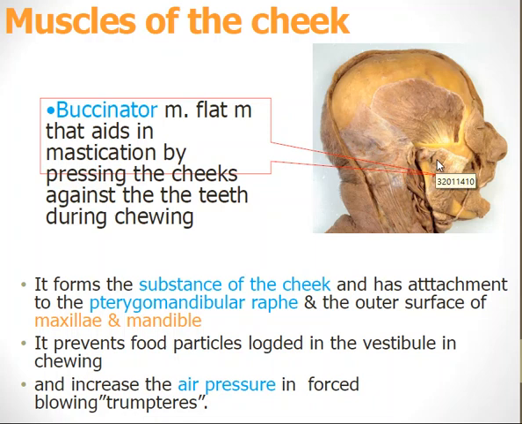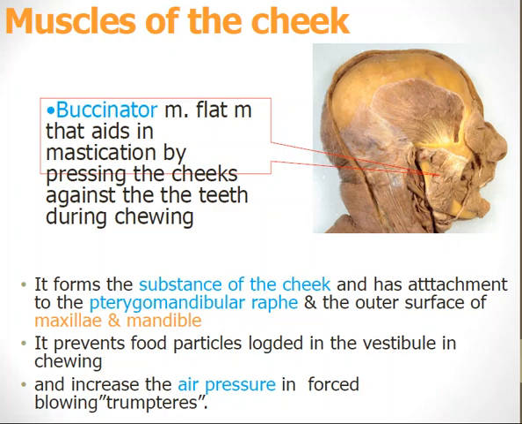Now this muscle, as we mentioned, prevents lodgement of food particles in the vestibule of the oral cavity, and can also aid in increasing the air pressure in forced blowing, like in persons who are trumpeters, for example, in the orchestra.